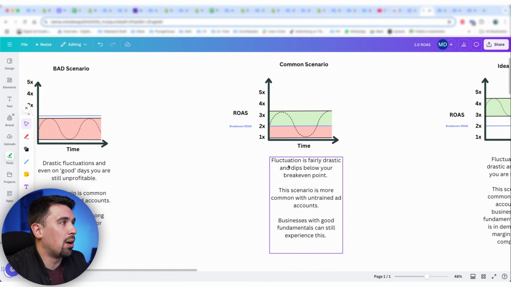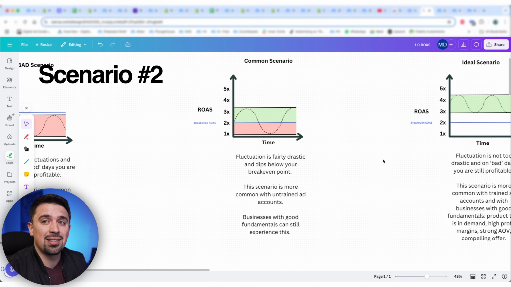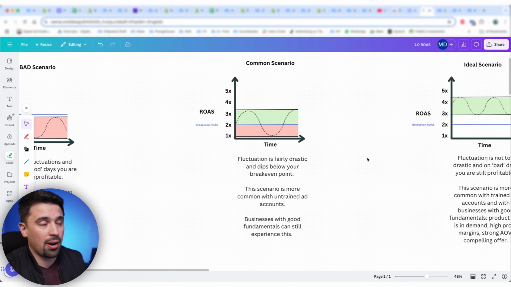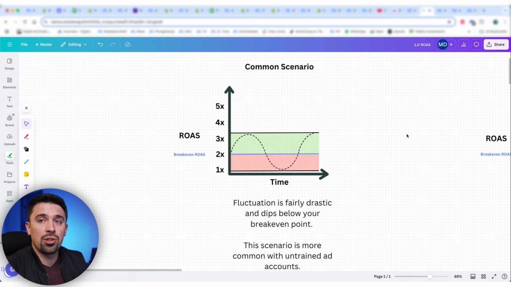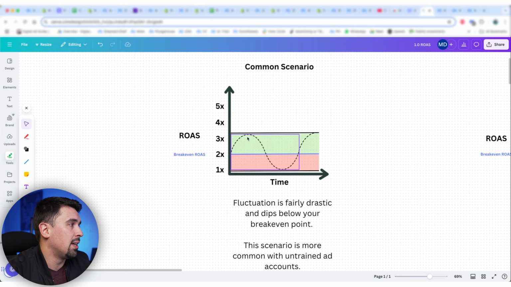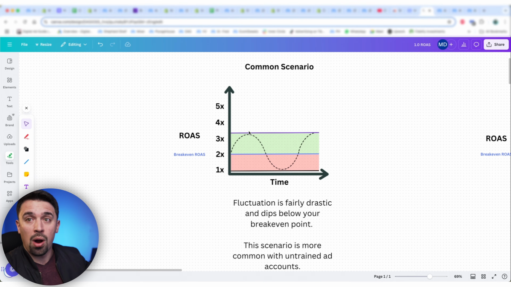Now, let's move on to a more common scenario. This is what I most commonly see, right? So again, let's imagine that your break-even return on ad spend is 2x, and you have some good days and you have some bad days. The good days, you may see up to 3.5x, 4x ROAS, like it's profitable for you. You see this green area, you're in the green, you're profitable, right? But on the bad days, maybe you dip below your break even and you're no longer profitable.